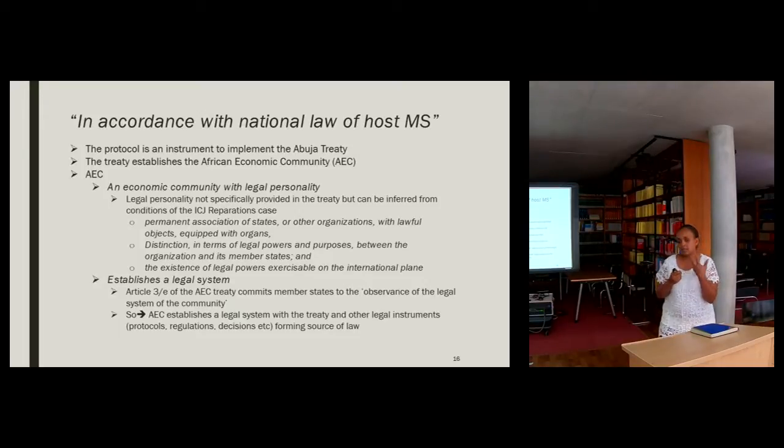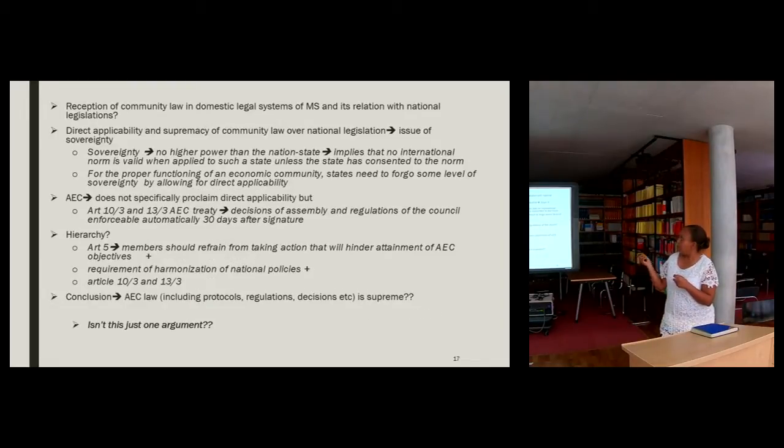Under Article 3, paragraph e of that treaty, it indirectly indicates that it forms a legal system, when it says that countries have an obligation to observe the legal system of the community. So that means the AEC is a legal entity with its own personality, and is a legal system. But how are the laws of this community going to be received within the national legislations of the member states? And what is going to be the hierarchy of the community law vis-a-vis the national legislations? There is nothing specifically provided in the AEC treaty with regard to those things.